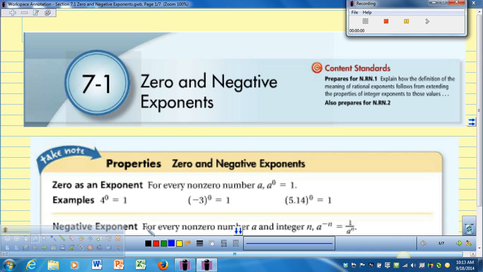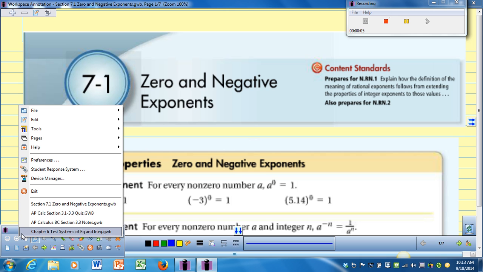Section 7.10 and negative exponents. The start of our new chapter.